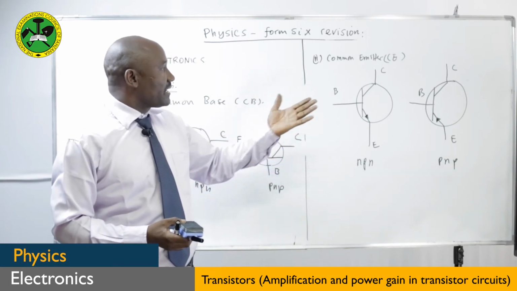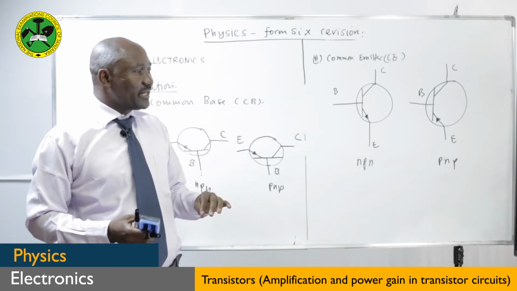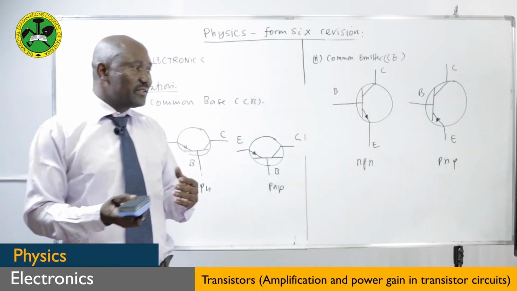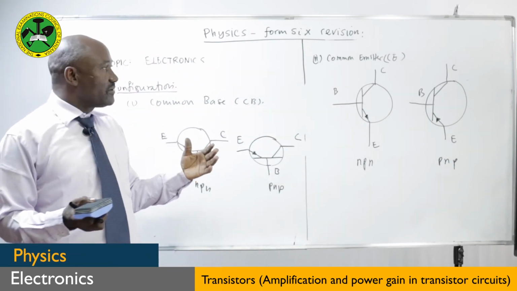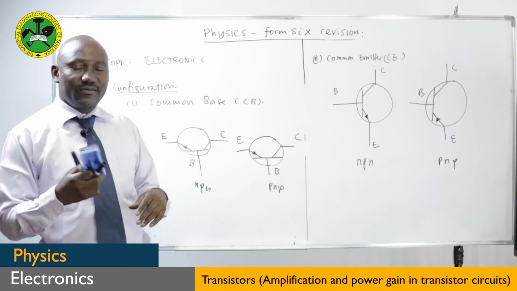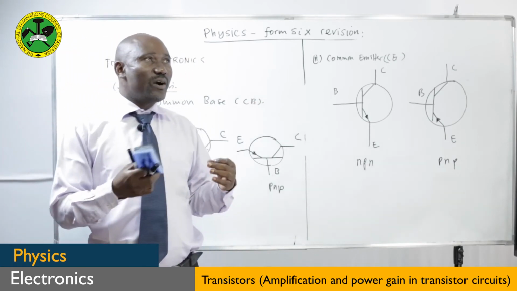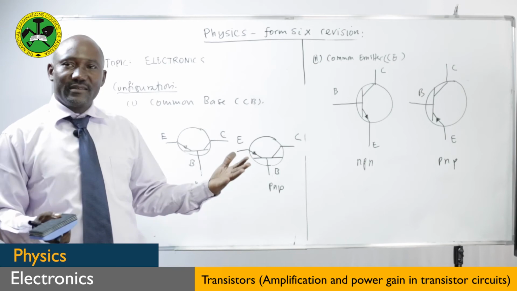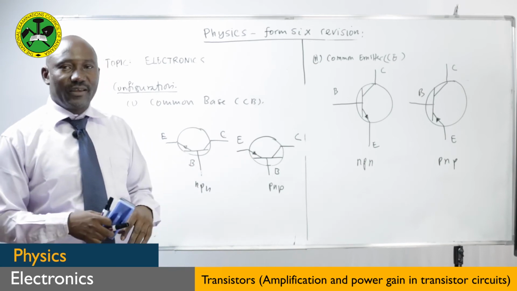Now this is the second type of connection of a transistor. You can see we have different ways, but we normally have this kind of connection. From there you can choose the one which produces the high current and voltage power gain.